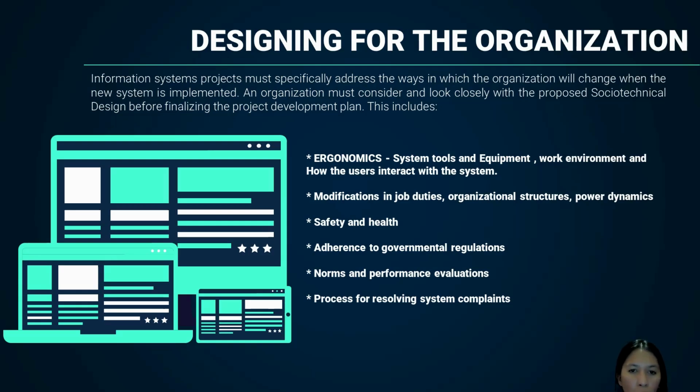So first is ergonomics, or the system tools and equipment, work environment, and how the users interact with the system. Next is modifications in job duties, organizational structures, and power dynamics. Next is safety and health. Next is adherence to governmental regulations. Next is norms and performance evaluation. And lastly, the process for resolving system complaints. So the best socio-technical design that addresses all these factors, which is aligned with the company's goals, should be selected before accepting or developing the system.